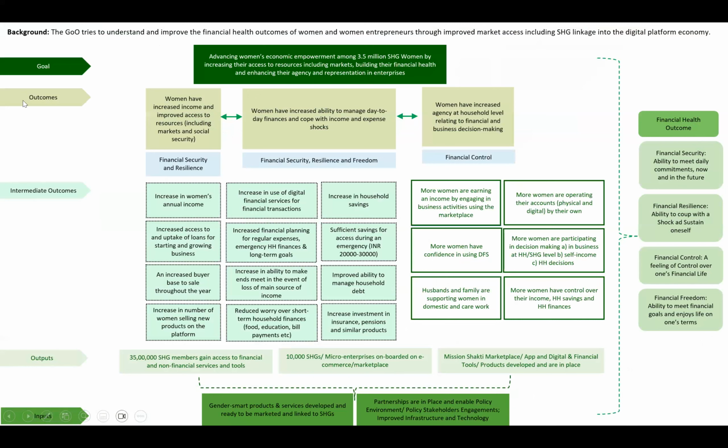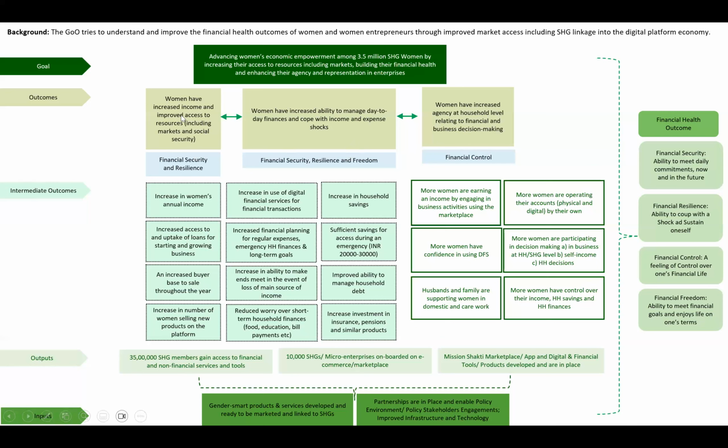So now, if I opt for the outcome level, what I mean is, how do we actually improve women's agency and representation? They should have an increase in income and access to resources, and if both of these happen together, maybe they are able to manage their day-to-day finances properly and handle income and expense shocks. At the same time, they should have increased agency at the household level relating to decision making. These three things are always interlinked.